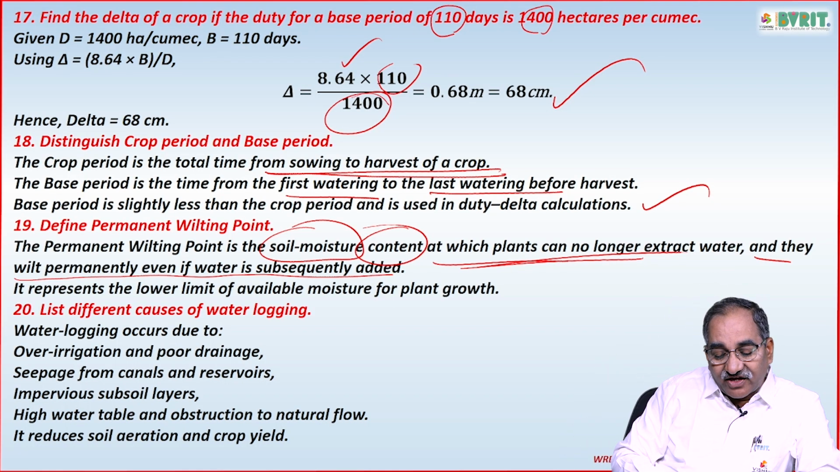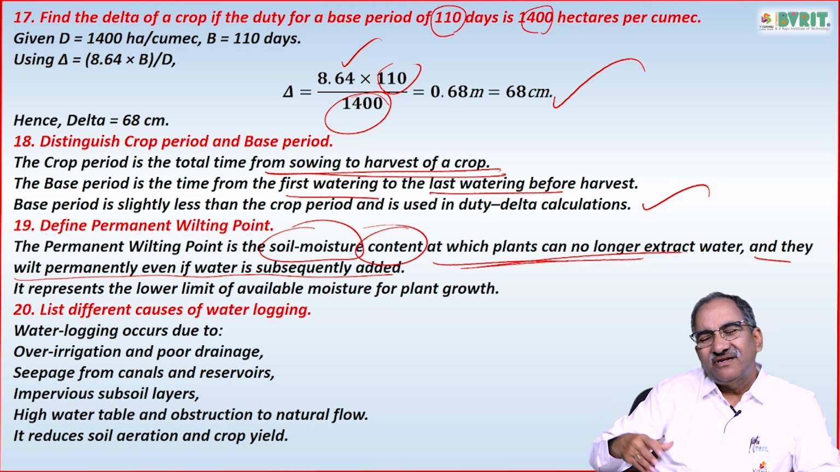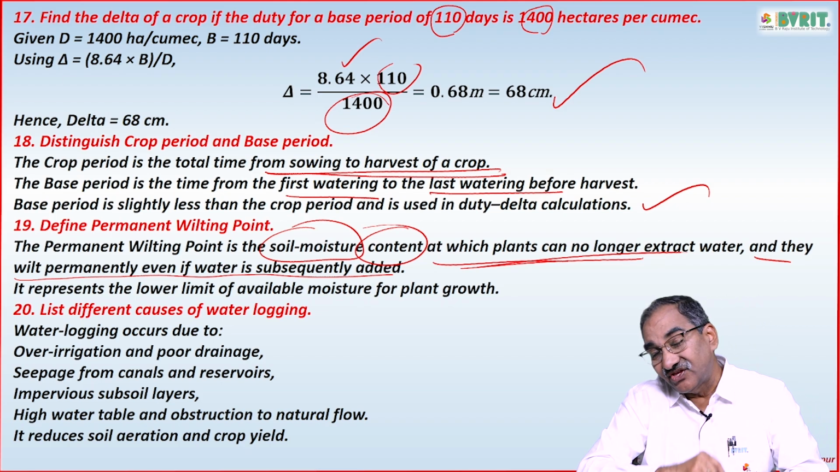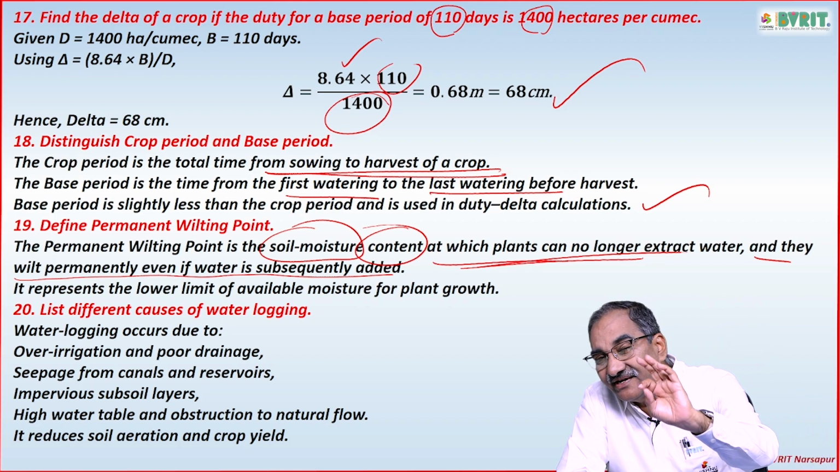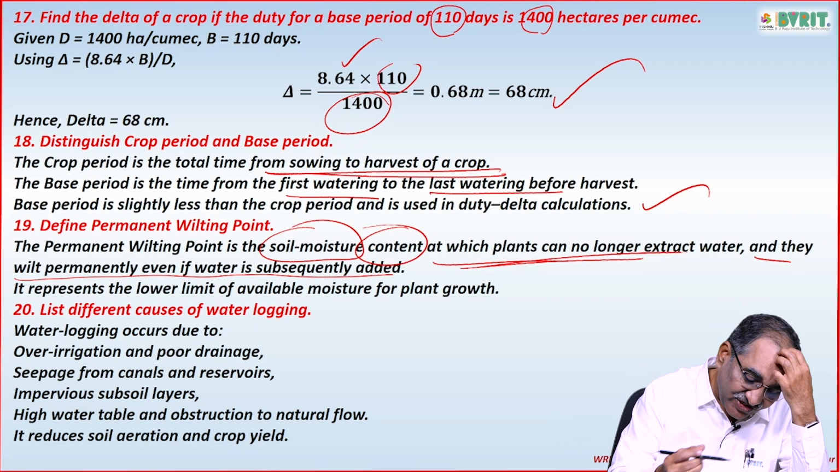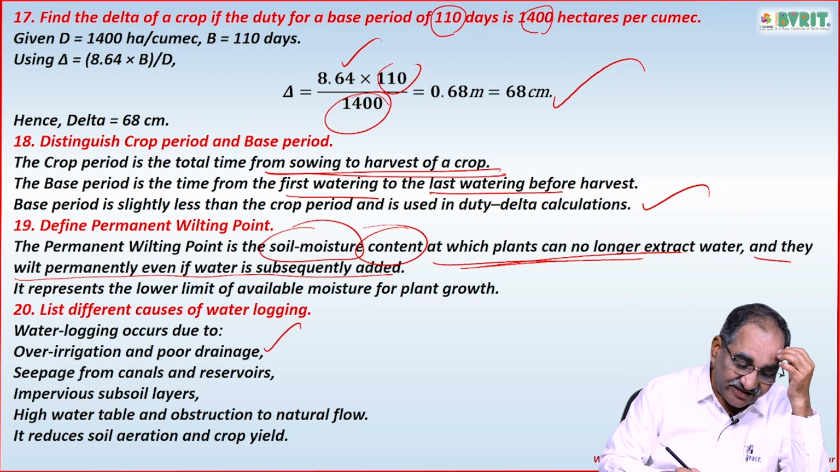List different causes of waterlogging. Waterlogging occurs due to, first thing, over irrigation. Over irrigation in the sense that you are giving more and more water, with uncontrolled flooding, and at the same time there is no proper drainage for that irrigated land. So over irrigation and poor drainage, that is number one.